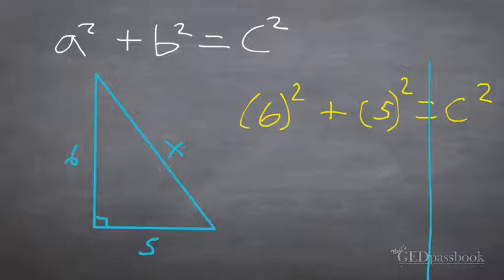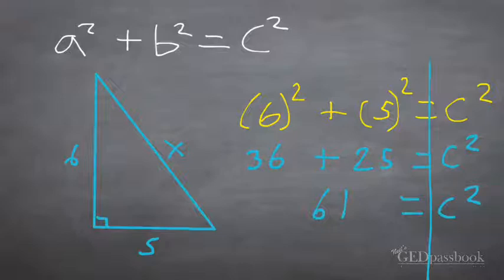Yeah, you guys. What's 6 squared? Plus, what's 5 squared? Equals c squared. All right, so is there anything else I could do on this side? Really? Add it. Yeah, you could add it. What's 36 plus 25? Do you see what I did there?